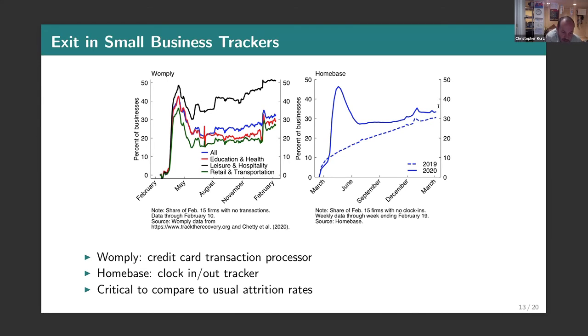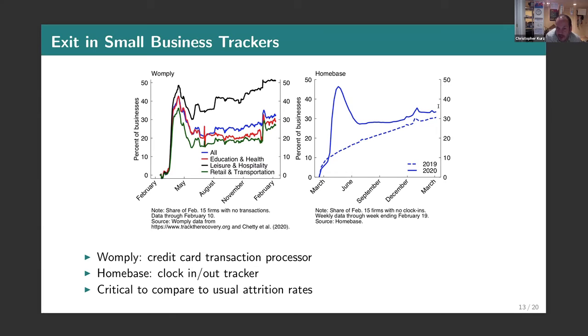But what is really important here is to compare these numbers that we're seeing through 2020 to the usual attrition rates in these kinds of platforms. That's not something you can do with Womply because there isn't information on previous years to compare that to. So you're going to look at those numbers and see that for, say, leisure and hospitality, about 50% of businesses aren't making transactions anymore. That's alarming. And the same thing would jump out of Homebase.